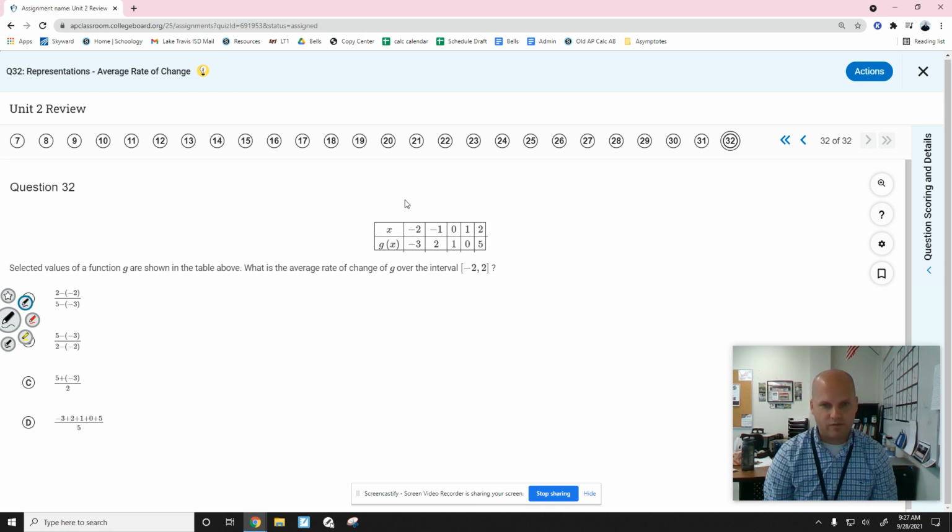Okay, what's the average rate of change over the interval from negative 2 to 2? I'm going to add one more question to this. Average rate of change is the slope of the secant, right? y2 minus y1 over x2 minus x1 was how you do it. Okay, great.